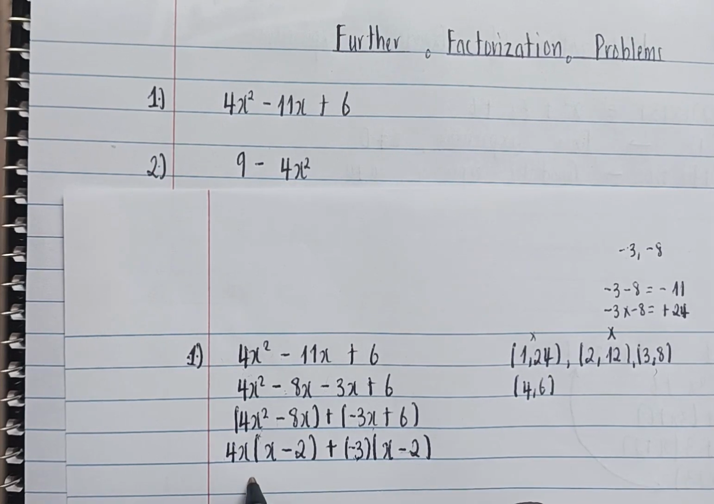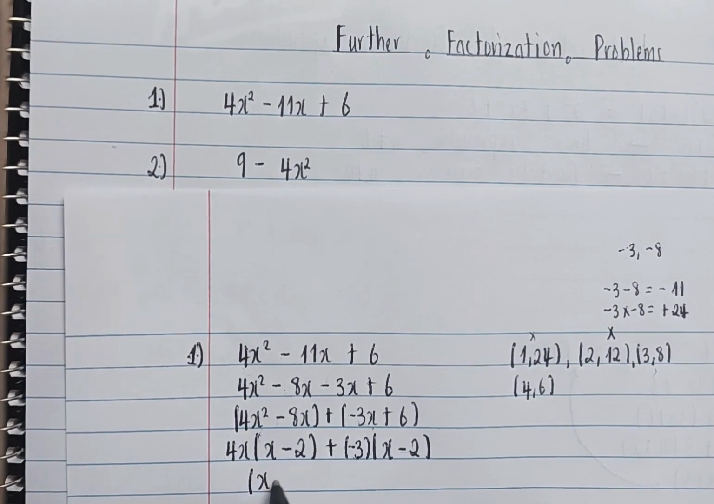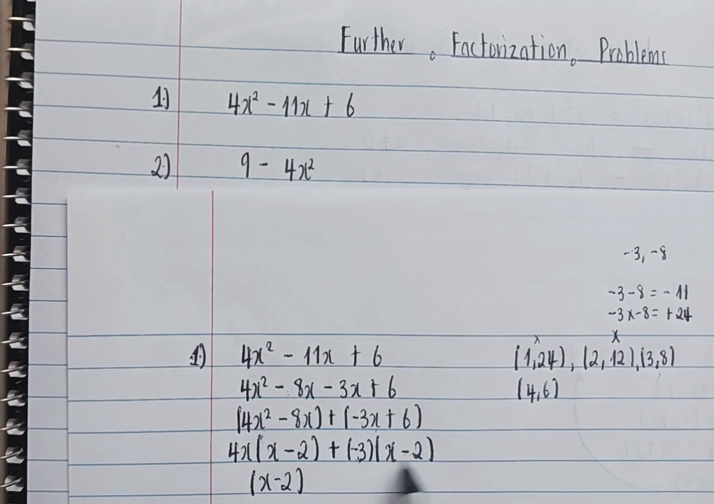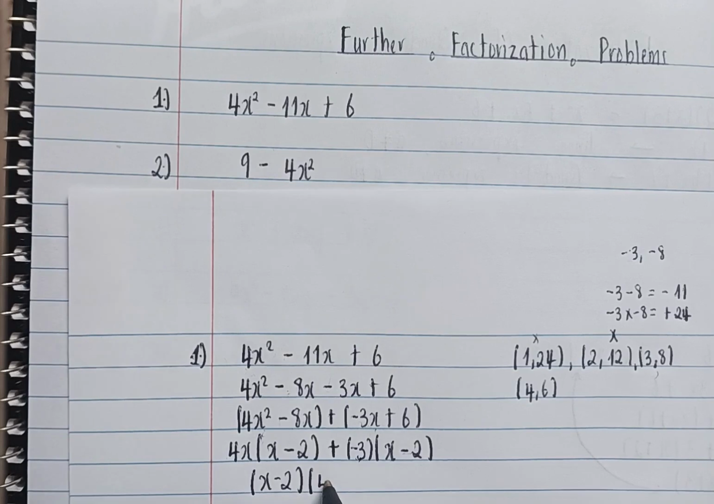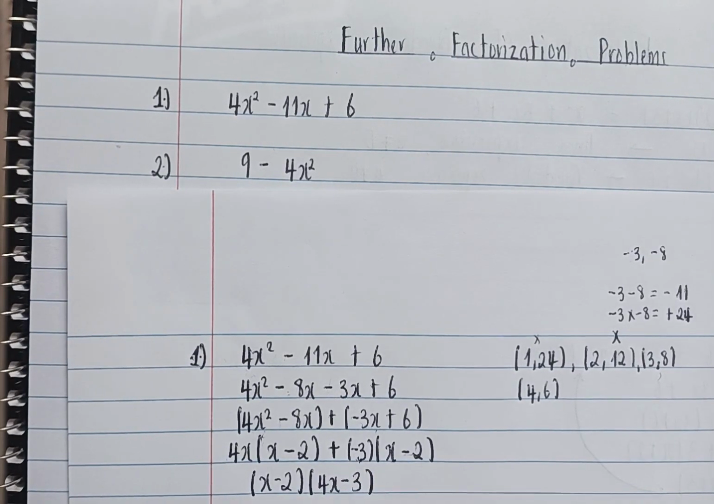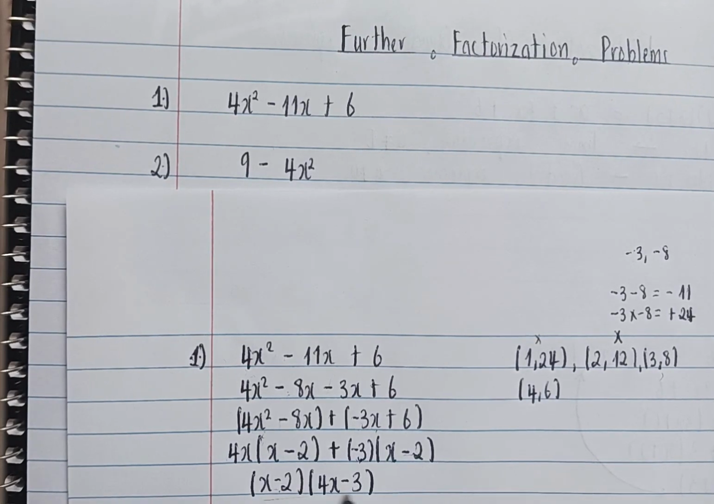So I can write, what is inside my bracket, x minus 2. This is what is common. And in the second bracket, I write 4x and minus 3. So I have 4x minus 3. And I have two linear expressions, and this is my factorization.